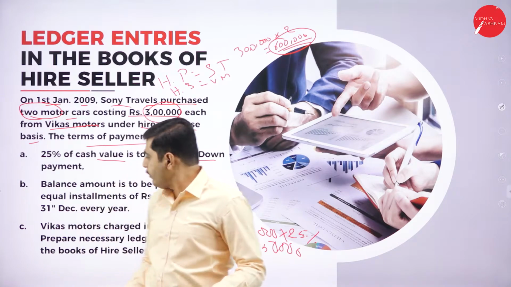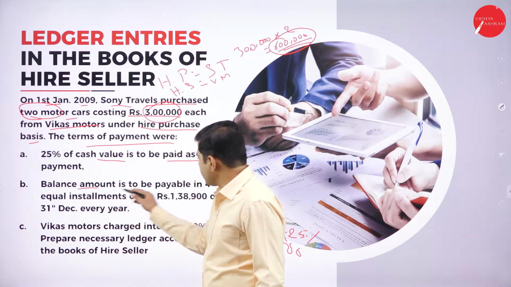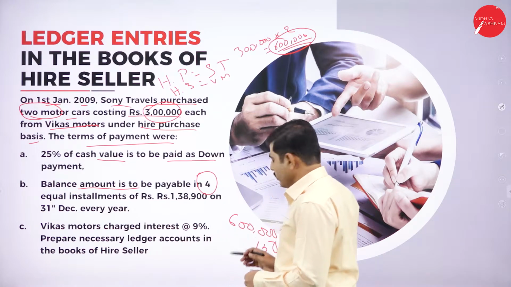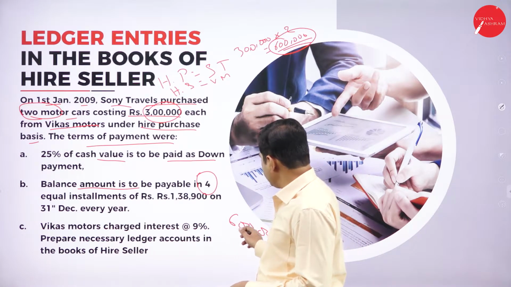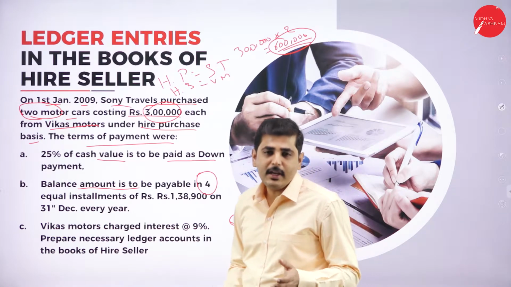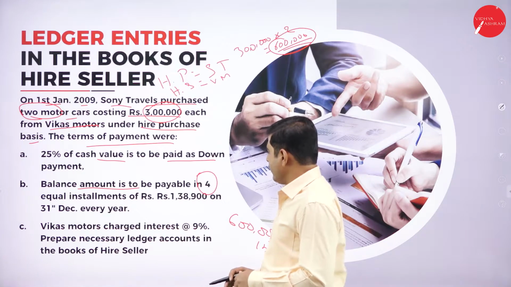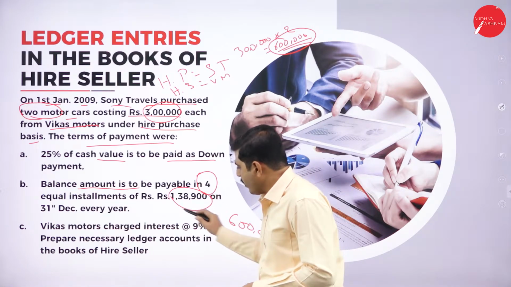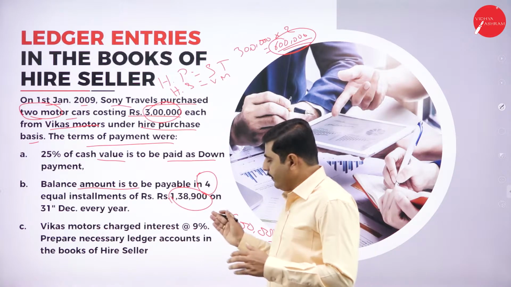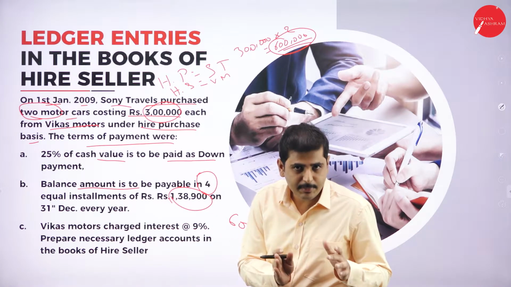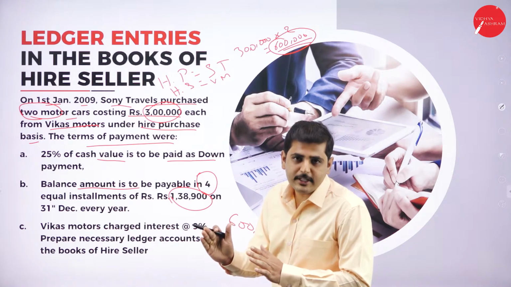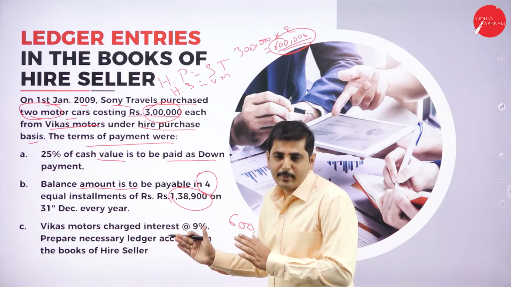Remaining, in how many installments? The balance amount is to be paid in 4 equal installments. So after deducting, 6 lakh minus 1,50,000 means 4,50,000. That 4,50,000 should be paid in 4 equal installments. So he has given the installment amount. Once he has given the amounts, let's check whether it is more than the actual principal price, then it is interest inclusive method. Or if it is equal to the actual principal price, then it is interest exclusive method.